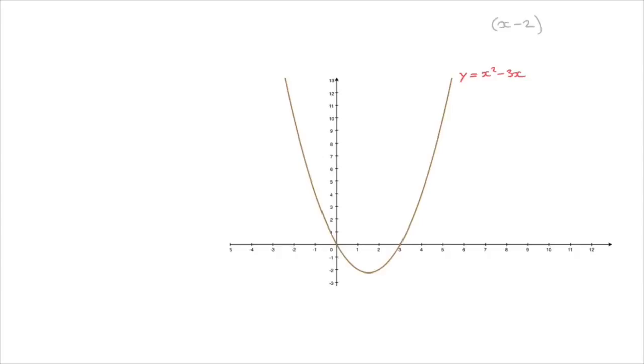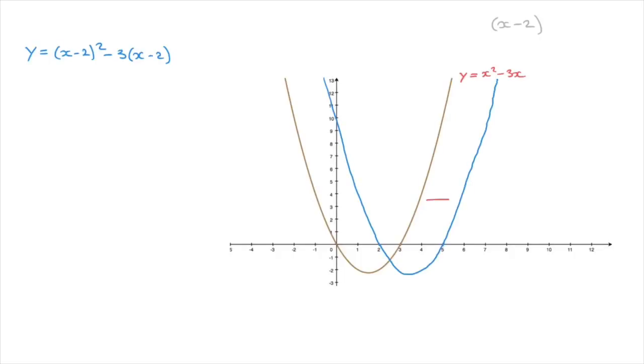So doing that, the new curve's equation would be y equals (x minus 2) squared minus 3 times (x minus 2). All that we've done here is copy the original function's equation, but we've replaced every x we see by x minus 2. And you can go ahead and check with your calculators, but if we plot this new curve, it will look something like this. And we can see quite clearly that this entire curve has been shifted to the right by 2 units.